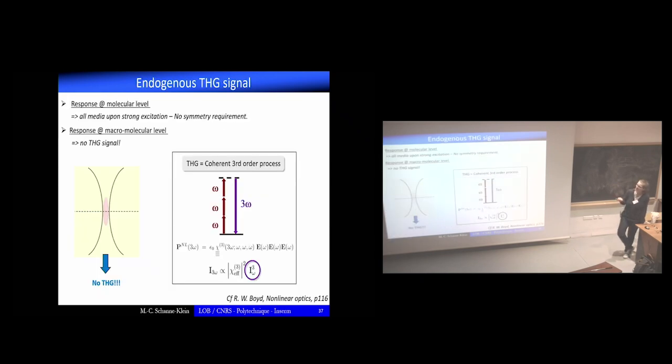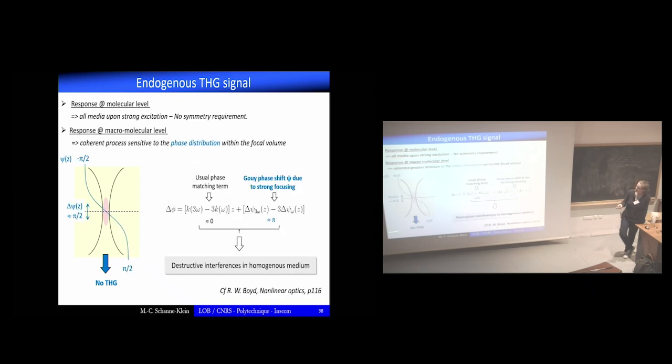So here, the response at the molecular level, there is no symmetry requirement. So everything has a third harmonic response. But in tissue, you have no signal. So why? It's because it's a process that is highly sensitive to the phase distribution.